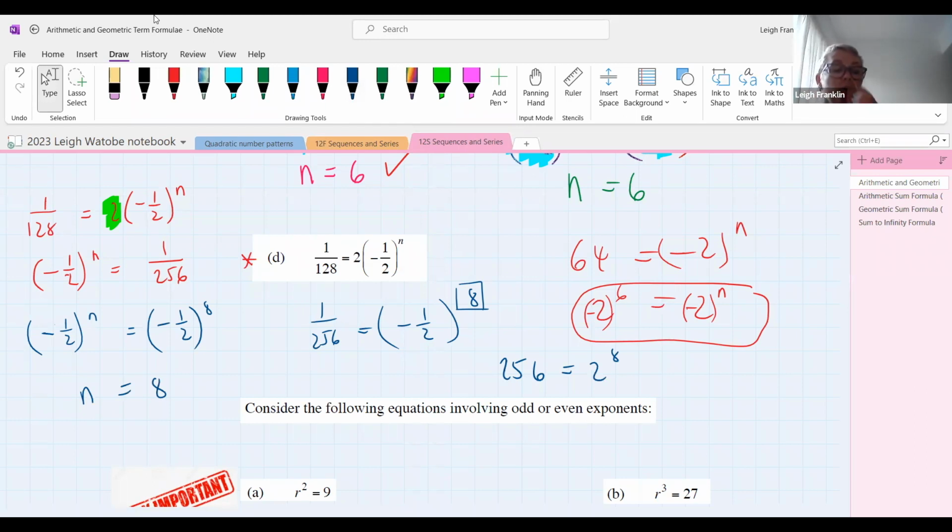Okay. What are we always expecting when we get an answer for n in number patterns, matrix?